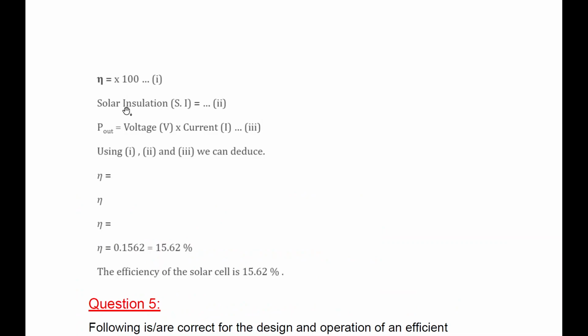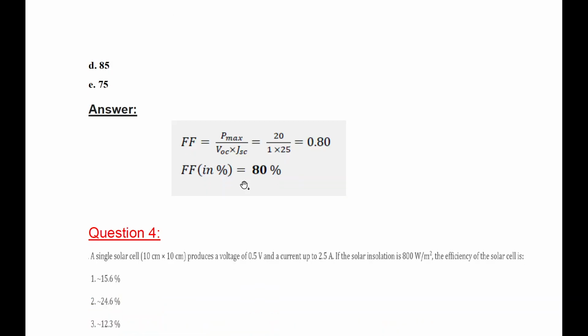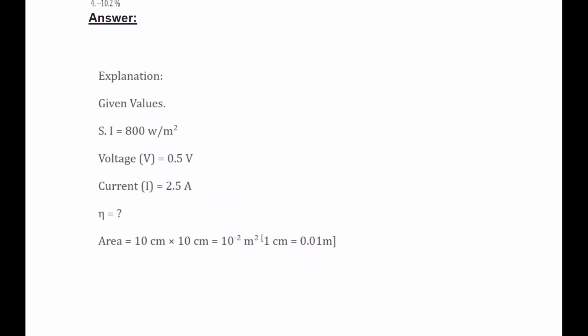Efficiency is this: solar insolation is given, power output is voltage into current. Now I think something is missing there. Anyways, if you put the values of V and I for the power output, then I think this is incomplete. I have put it in the PDF.